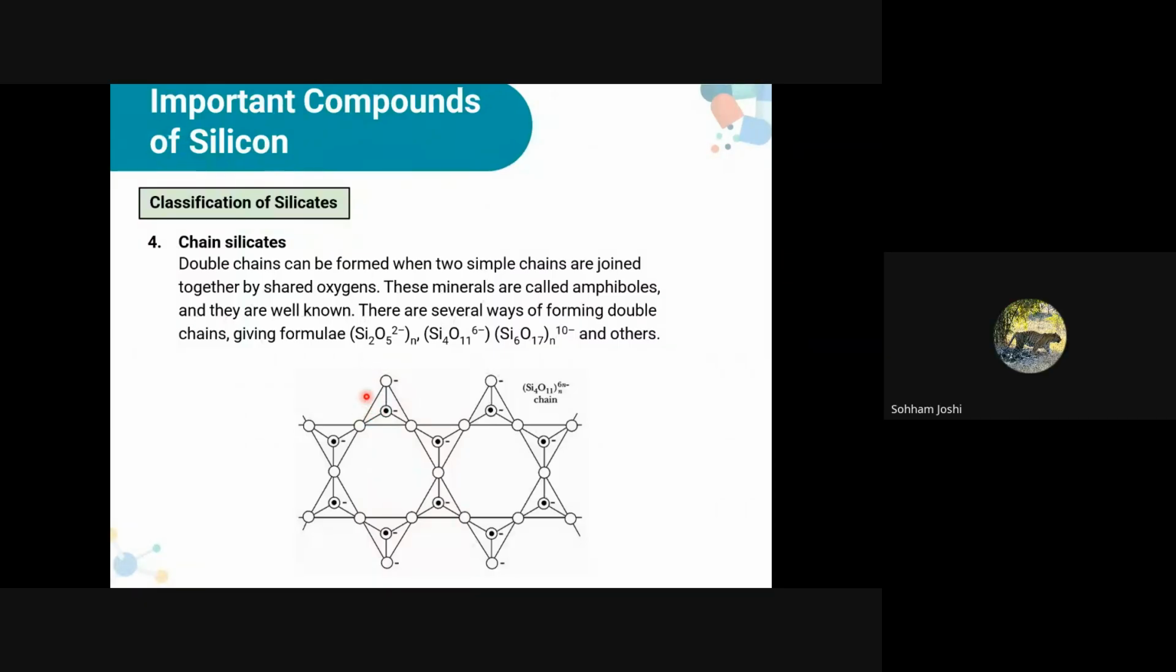Sir, if you take the topmost silicon atom and break the bonds just next to it, and all the bonds just next to the bottom silicon atom, then if you place that structure again and again and again, you'll get the ring.